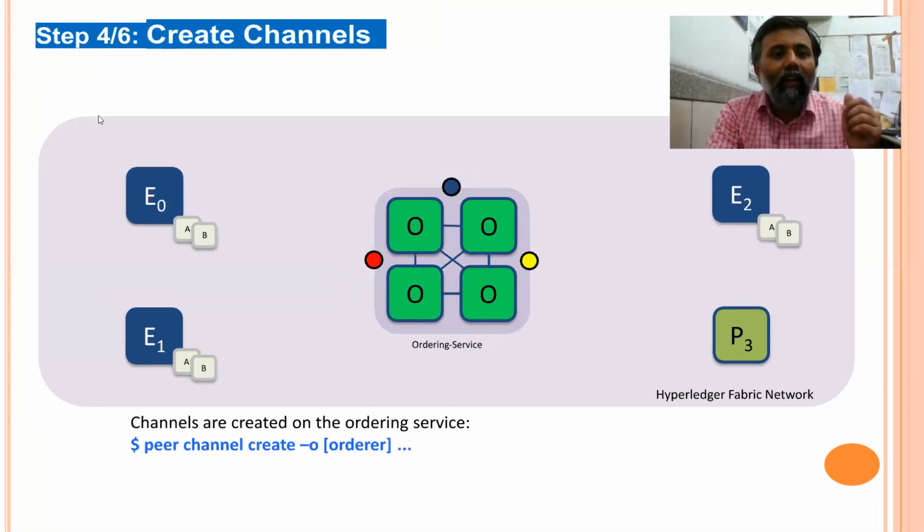And after that, we will create channels. So channels are created on the ordering services by using a CLI command like this. A particular channel may use different ordering services as well. Here we have taken 3 channels and we are showing the blue channel, red channel, and yellow channel. So we will create channels after that, and these channels will use certain ordering services. So all the channels, suppose, are using the same ordering service.